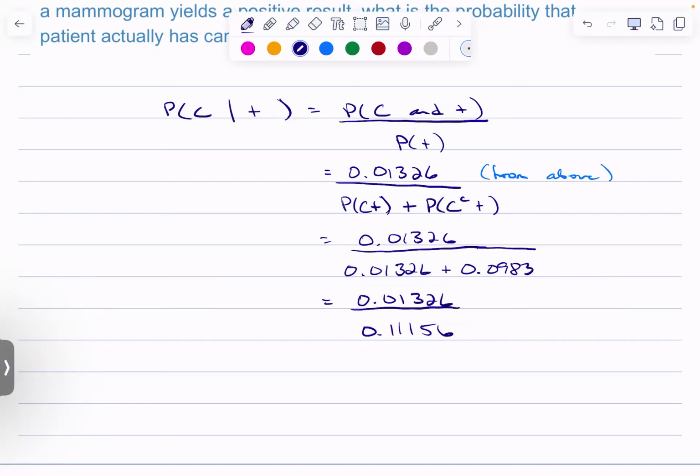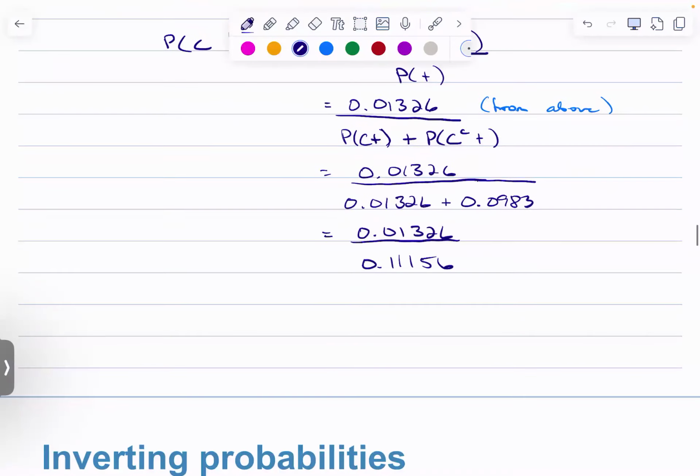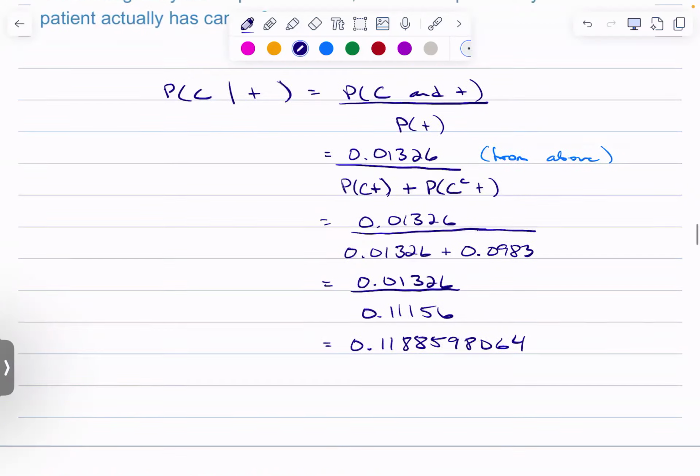There, sorry. Just focused on the denominator. So now if I do 0.01326 divided by 0.11156, I get 0.118859864.